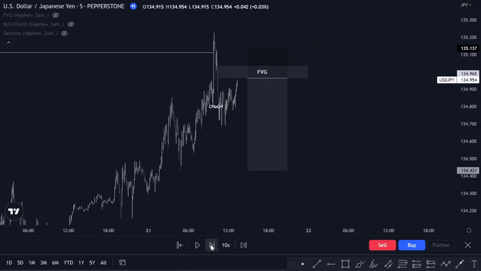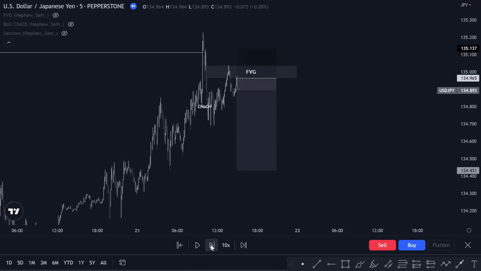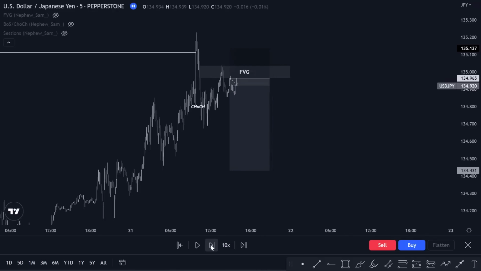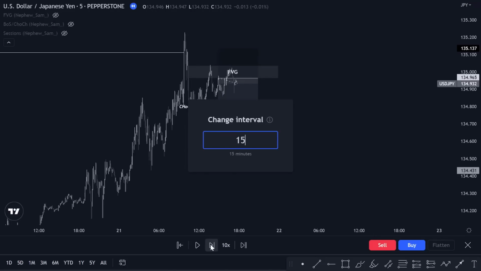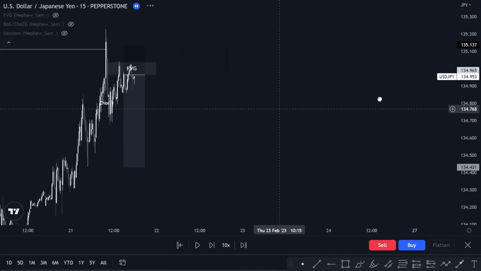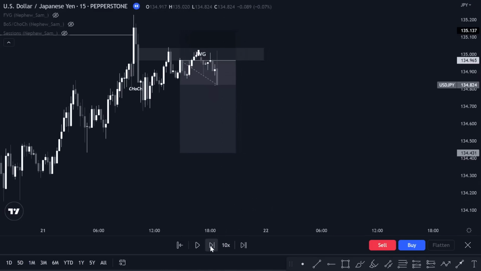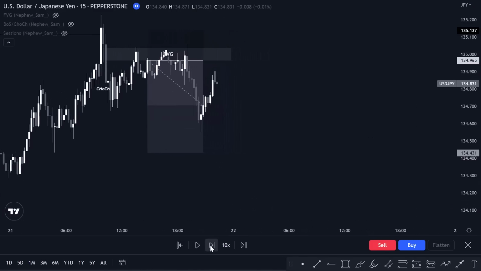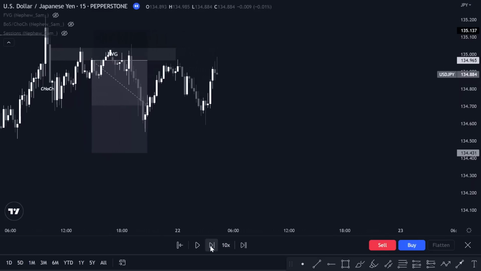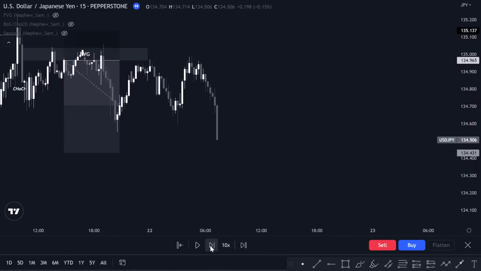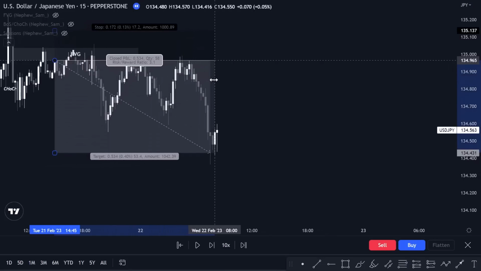I mean, I know what price is going to do. So you see, price goes to the fair value gap, then bounces up. We are in the trade now. So I'll go to the 15 minutes just to go faster. Then it goes down, enter again on the same fair value gap, another entry. Okay, and then finally taking profit.